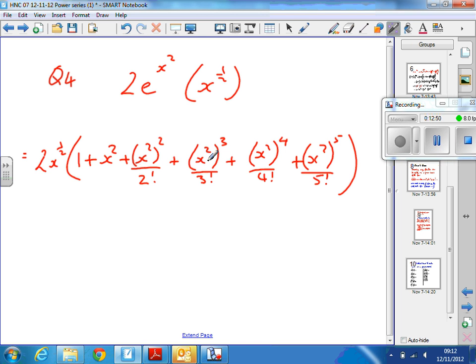Now the laws of indices come in. What do I do about this? X squared squared. What does that become? Add the powers, right. If you've got 1, sorry, no, not add them, multiply them, yeah. So 2 times 2 is 4, 2 times 3 is 6, 2 times 4 is 8, 2 times 5 is 10. So that gives you the powers. You can work out what these factorials are. And then, when you've done that, you can multiply each of those terms by what's outside the bracket, and then try and simplify it.